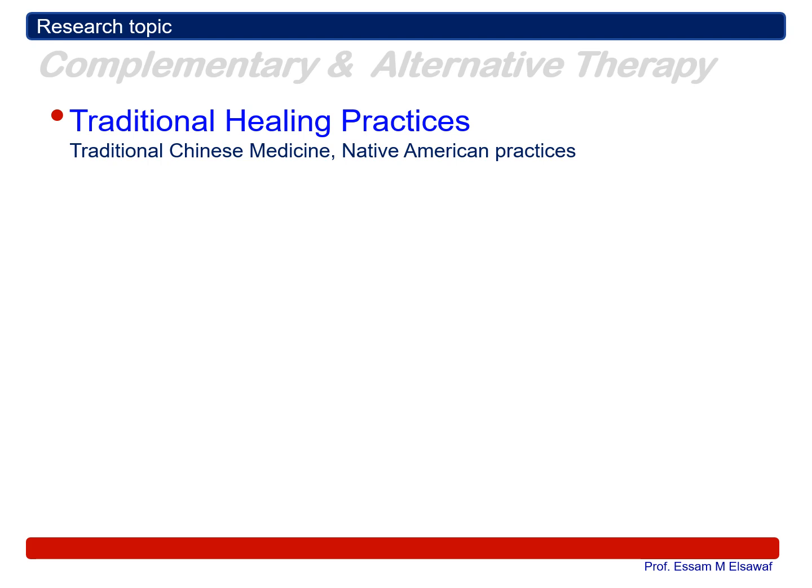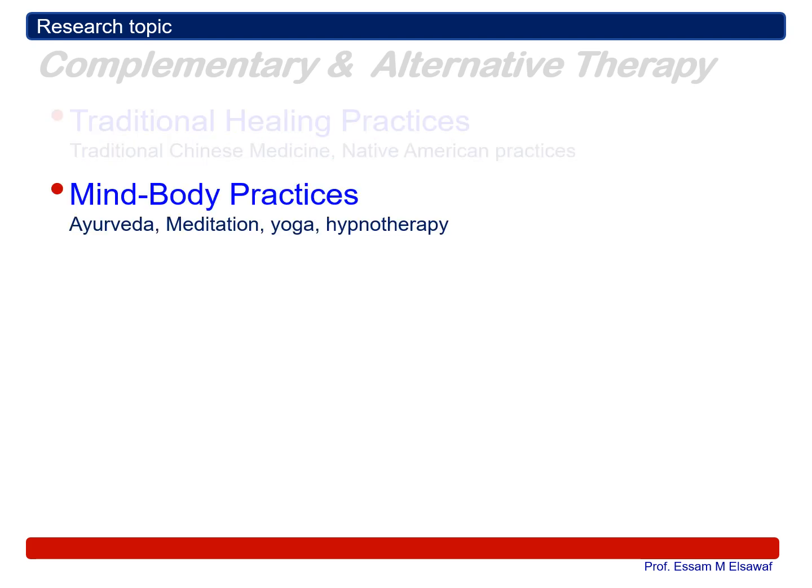Mind-body practices like Ayurveda, meditation, yoga, hypnotherapy. Ayurveda is an ancient Indian system of medicine, usually focusing on trying to balance the body energies through diet with herbs and lifestyle. Also, for myself, I don't believe in such types of medications or remedies.